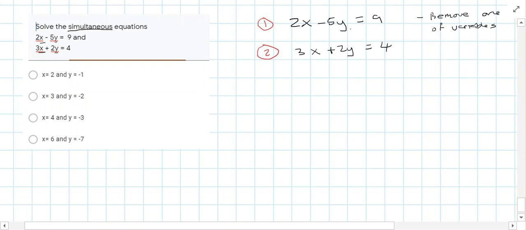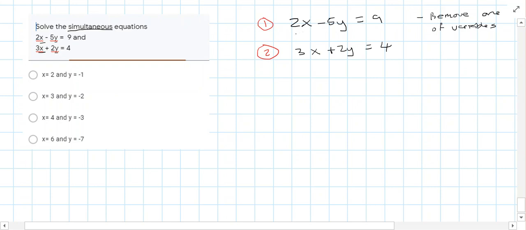So you have to manipulate both equations so that the y variables in this case have the same coefficient, or number in front of the variable, but opposite signs. For example, we want to change the top equation so that this 5y is minus 10y, and change the bottom equation so that this 2y is plus 10y. Then when we add the two equations together, they'll cancel each other out.